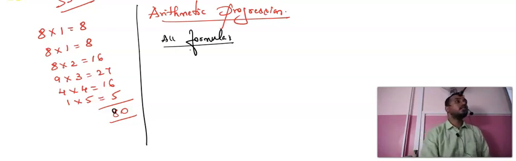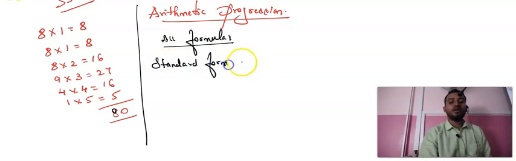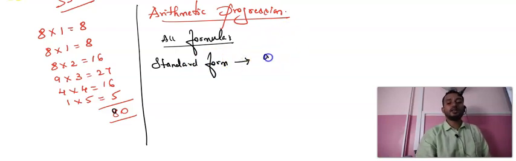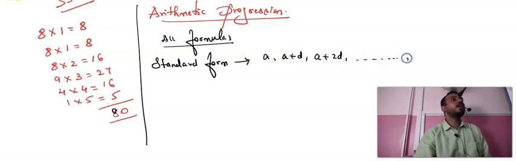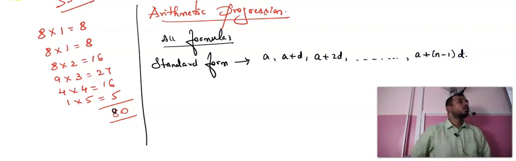The first is the standard form of an AP. So what is the standard form of an AP? A, A plus D, A plus 2D, A plus 3D, and so on till the last term, that is A plus (n minus 1) into D. So this is the standard form of an AP. And then which other formula do we have in this chapter?